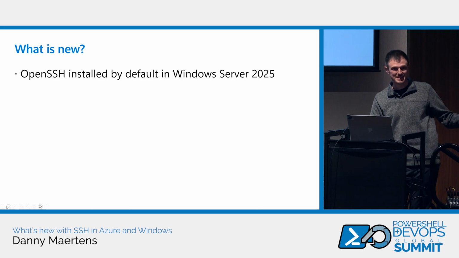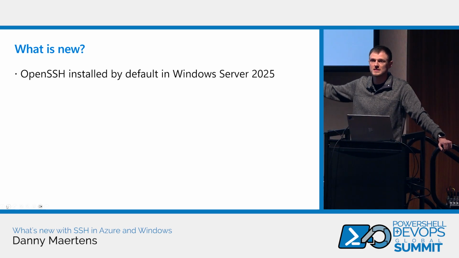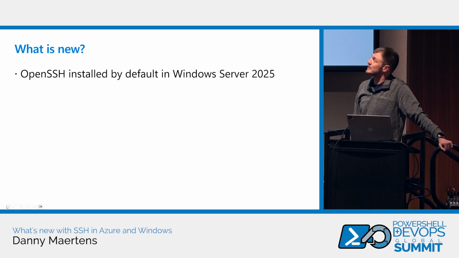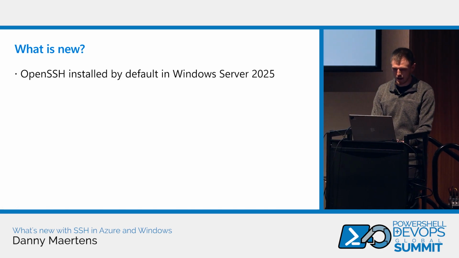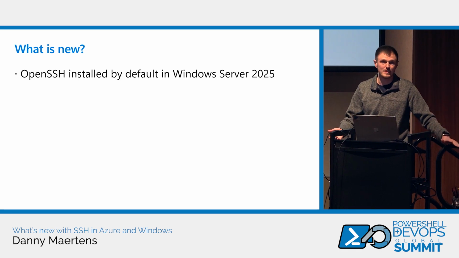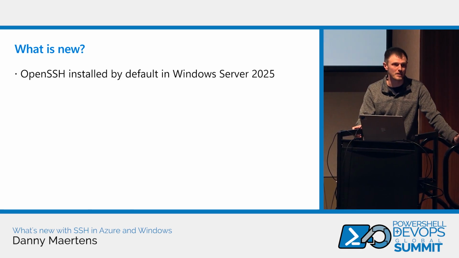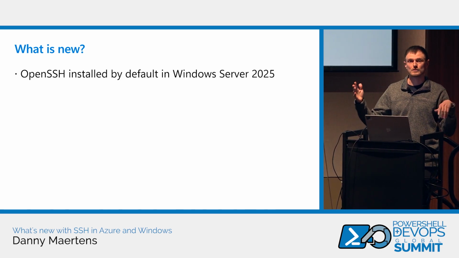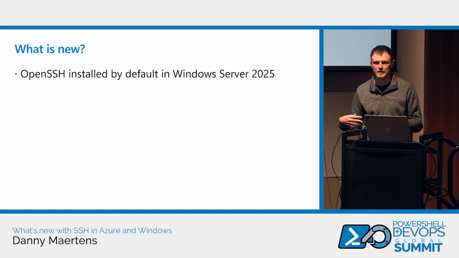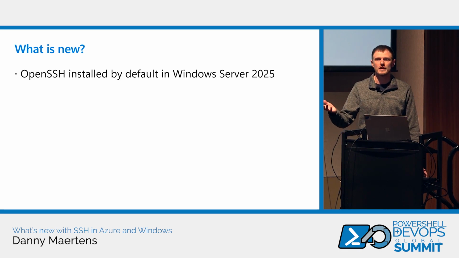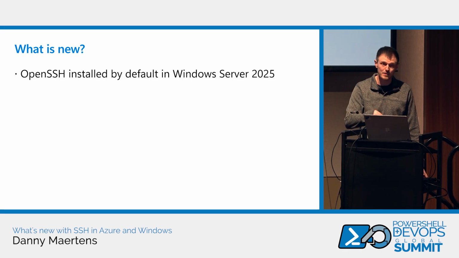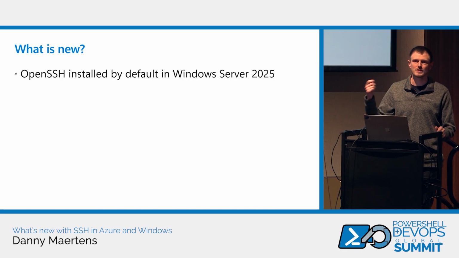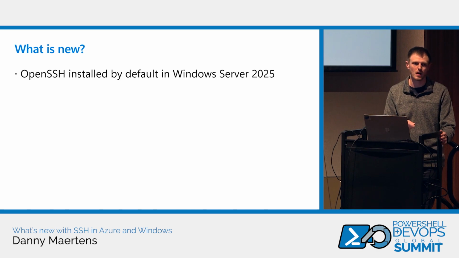So what is actually new? The big thing is OpenSSH will be installed by default in Windows Server 2025. Historically, OpenSSH has shipped as a feature on demand in both Windows Client and Windows Server. For Server, it's an optional feature, so you have to do an offline install or a download and then enable it to use SSH. Now you can just do a start service. You can go into Server Manager UI, group policy, unattended XML, etc.